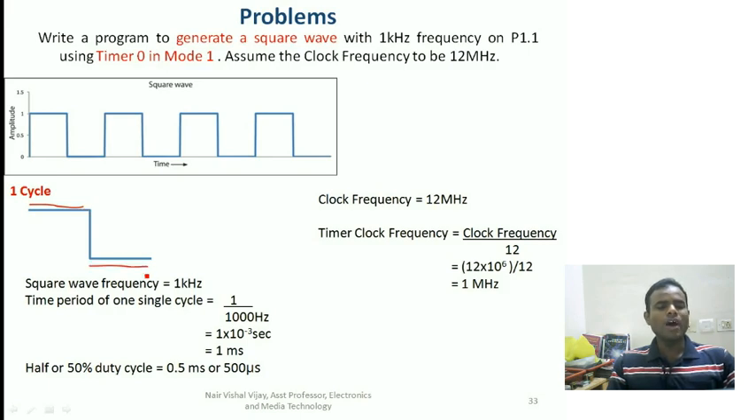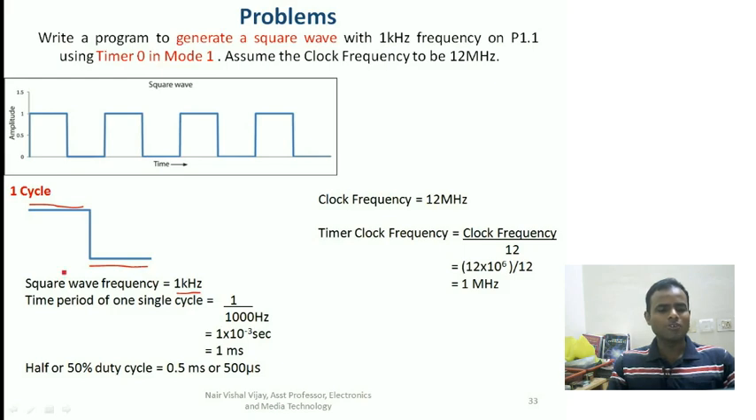Now when it is said a square wave of 1 kilohertz, what do we mean? 1 kilohertz is nothing but 1000 cycles per second, or 1000 hertz. That means within 1 second, this one cycle is repeated 1000 times. So if this one cycle is repeated 1000 times within 1 second, how much time does one total cycle require to be generated?